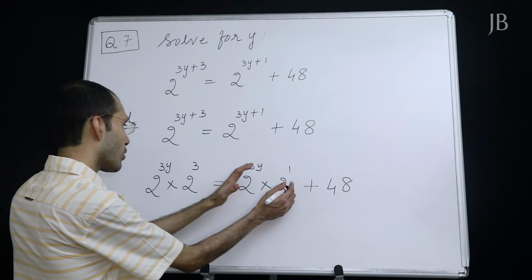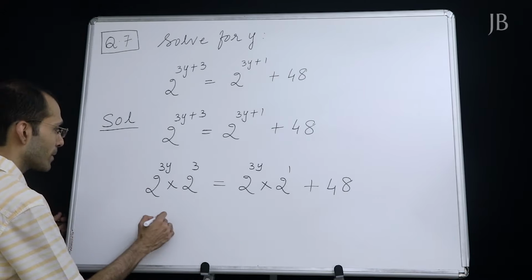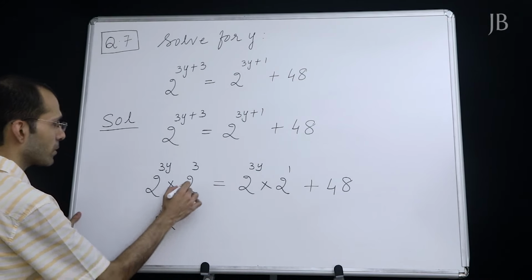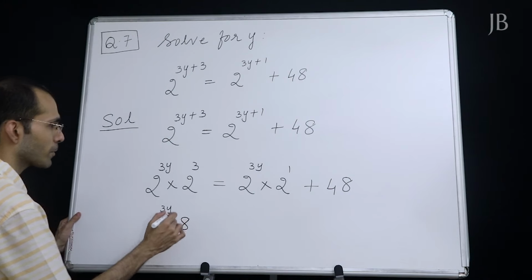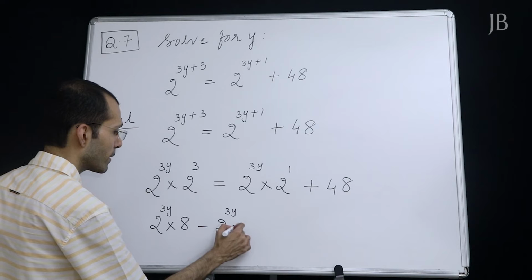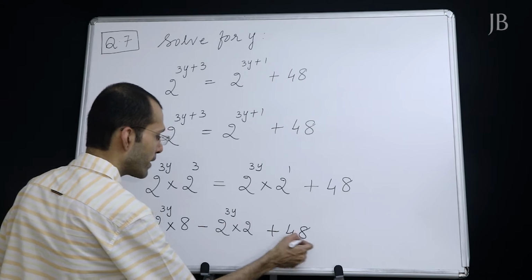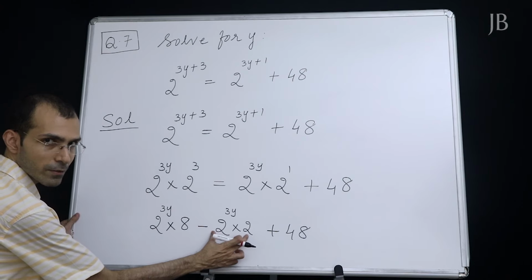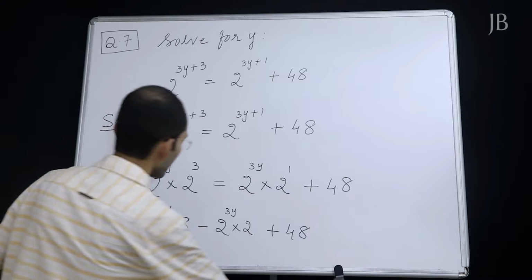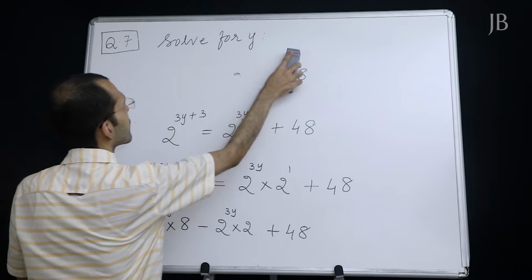Okay, now you take all these terms here, let 48 be there. So this will be 2 raised to 3y into, now we will write 2 raised to 3 as 8, no problem, minus 2 raised to 3y into 2 plus 48. You can't add 48 and 2 because these two are together, multiplication first. This is a little advanced sum, little thought provoking.